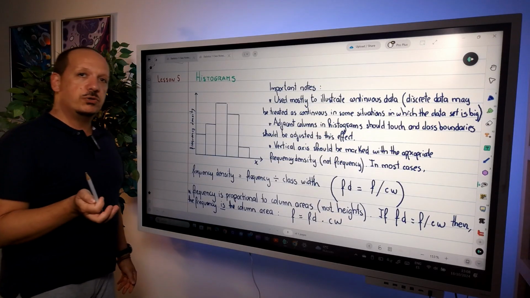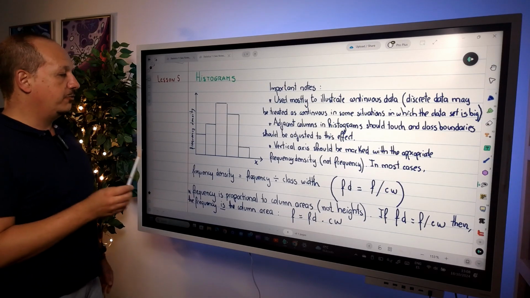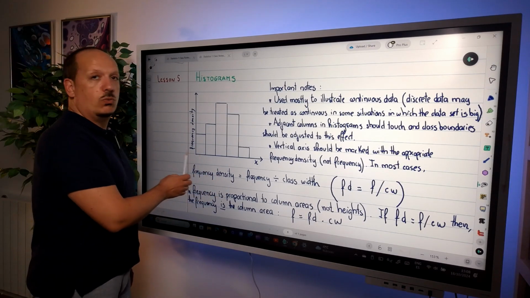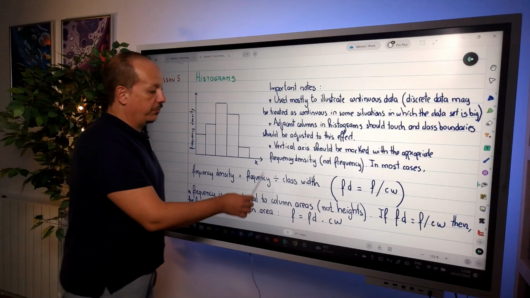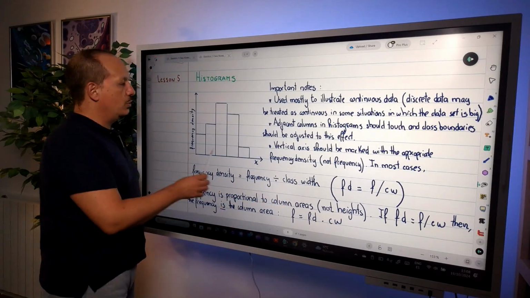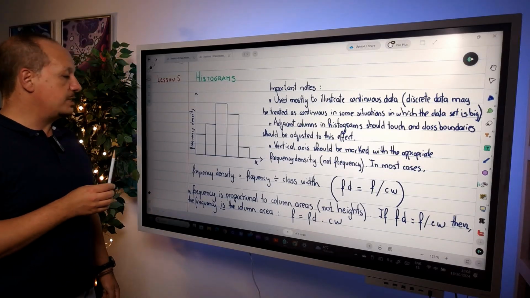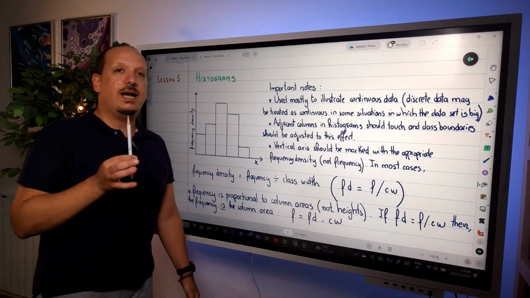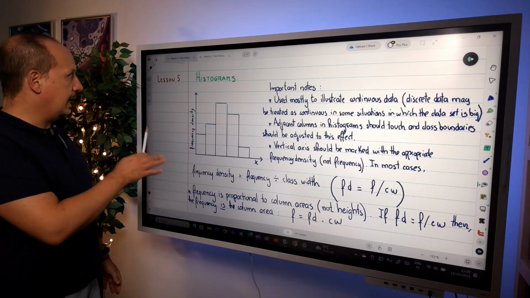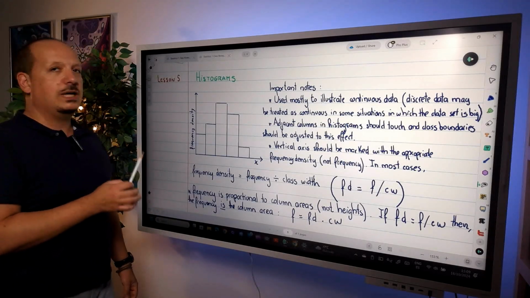And how do you get the frequency density? You get it by dividing the frequency by the class width. All right. So if you divide the frequency by the class width, you have the frequency density, which means that the frequency is proportional to the column areas. If you need to get the frequency out of a histogram, you have to get the area.